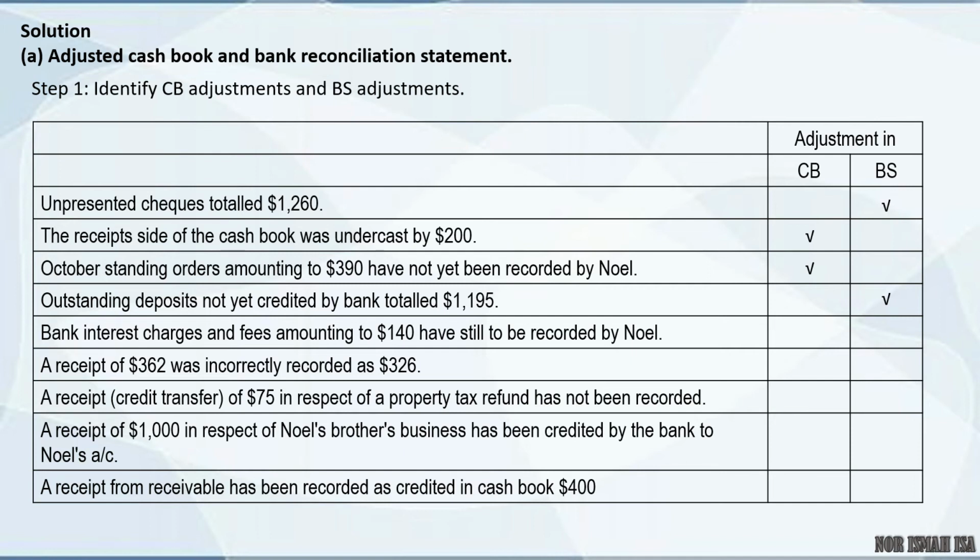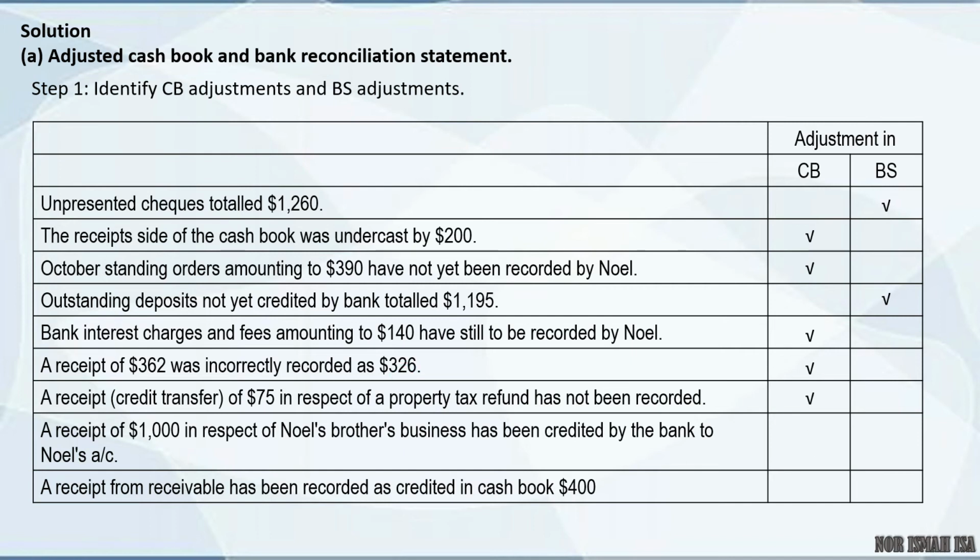Bank interest appears in the bank statement, so we need to adjust in the cash book. Receipt 362 incorrectly recorded as 326. This happened in the cash book. We need to adjust in the cash book with the difference amount for this one. So this one is incorrectly recorded short, so we need to add back this amount, which means that we need to debit. Receipt or credit transfer in respect of property fund tax refund, this appears in the bank statement, so we need to do the adjustment in the cash book.